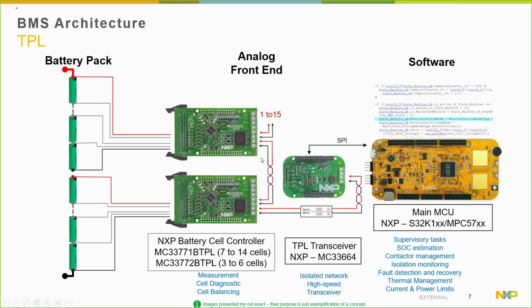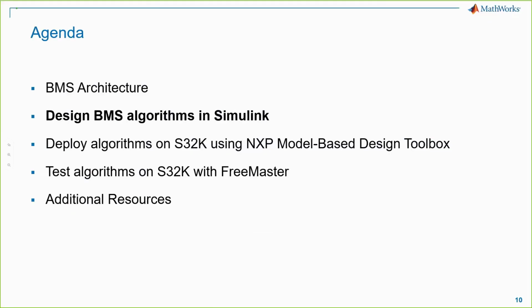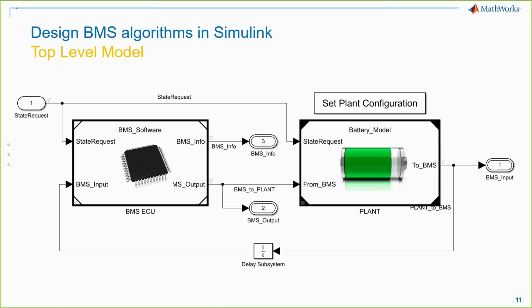This transceiver physical layer transformer converts the MCU SPI data bit to pulse bits information and transfers them to the TPL bus network. The BMS algorithm runs independently of the communication used between the AFE and main MCU. The only setting that differs in the BMS algorithm is the cell number. As you can see, when we talk about BMS architecture, the main three components are the battery pack, the analog frontend, and the main MCU. Now, Chirag will show us how to design BMS algorithm in Simulink.